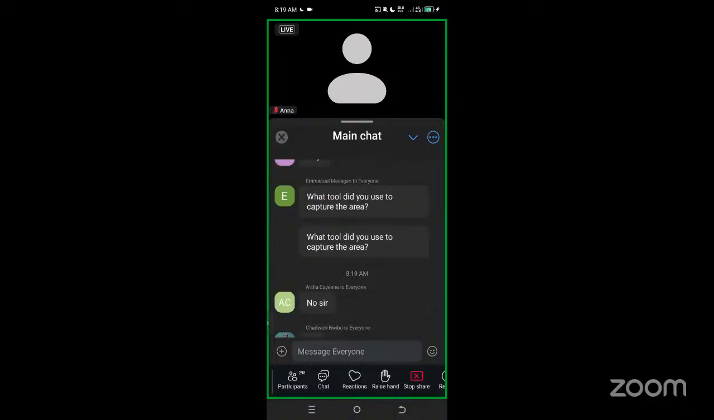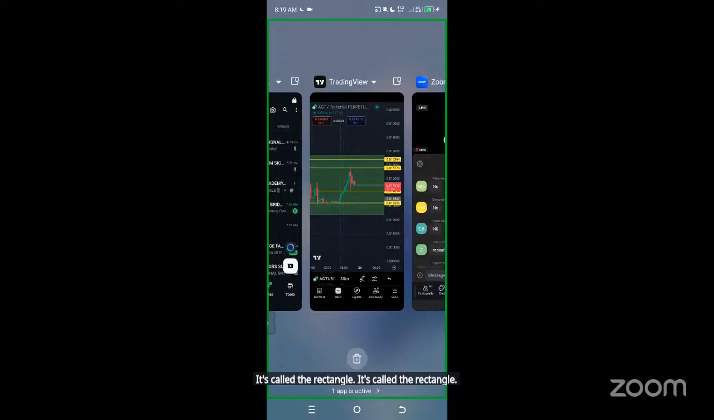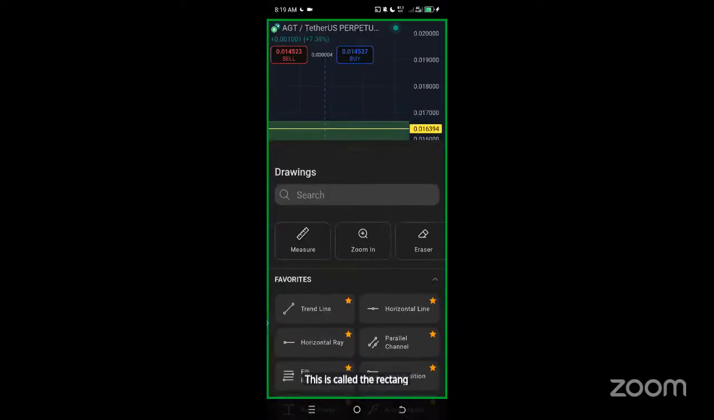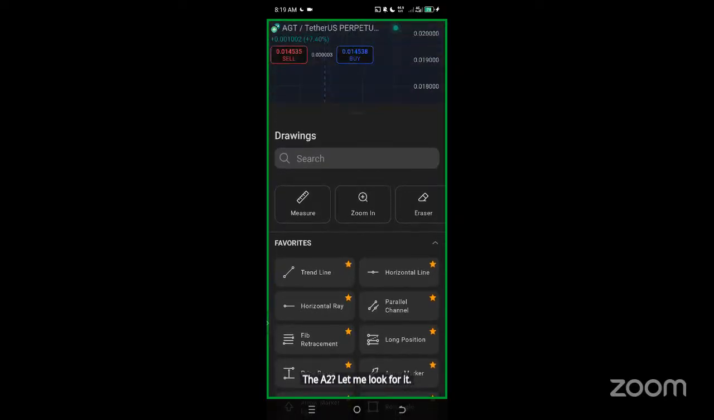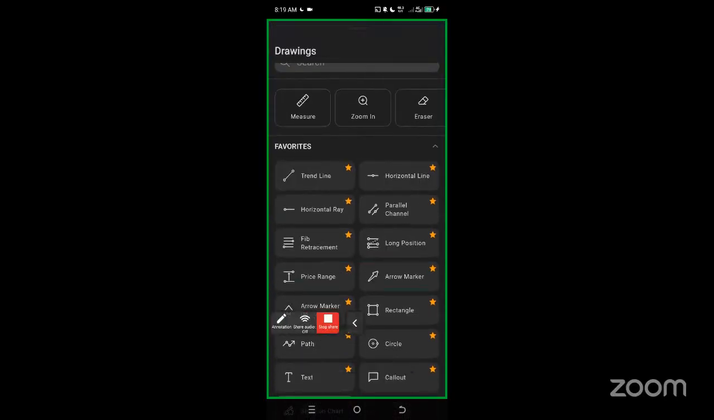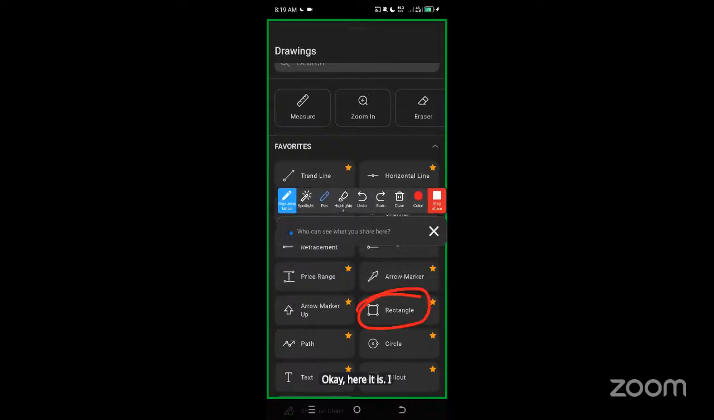The tool I use for capturing the area is called the rectangle. When you come to the drawing tool, here it is. Yes, a minute. Let me look for it. Okay, here it is. I use this for capturing the area.